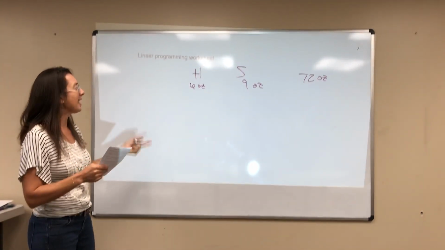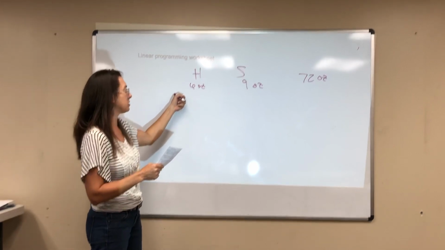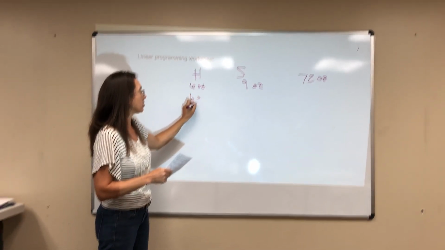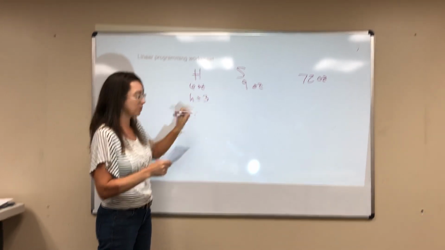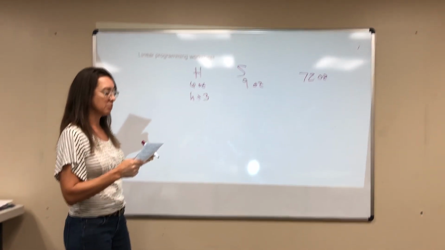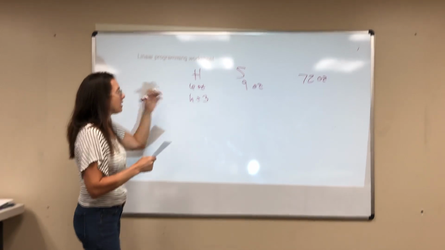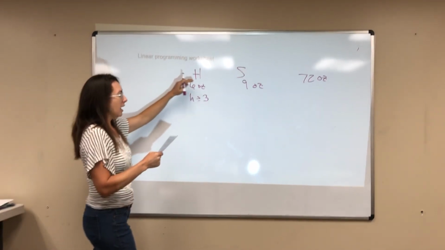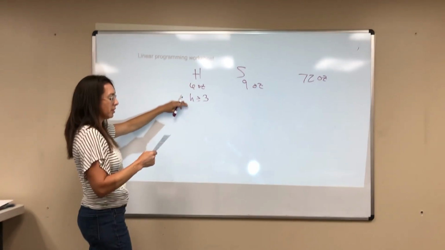She wants to make at least 3 hats. So hats needs to be what? At least, greater than or equal to 3, right? So we've got a couple of different things that we can work out. If we've got hats, we know that hats has to be greater than or equal to 3.